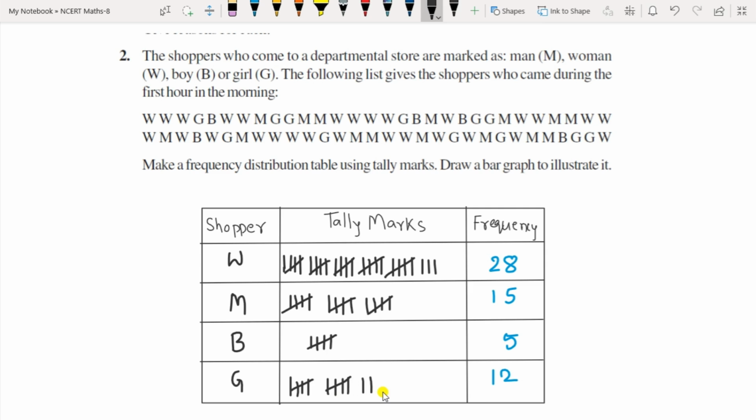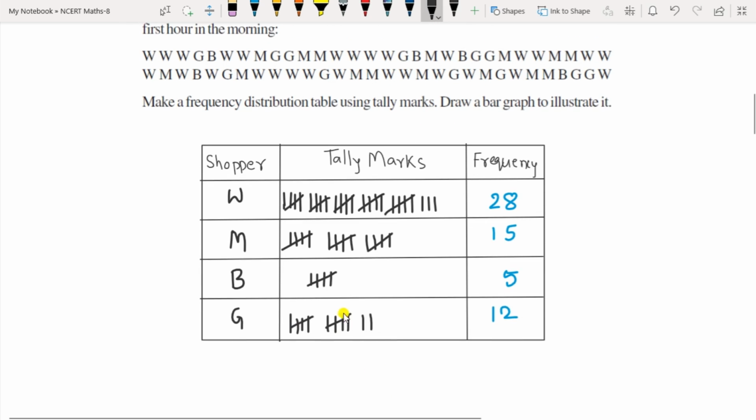So this is called the tally marks. And after giving the tally marks, we have to write the frequency here. Here I have written it first only, but you have to write it after giving the tally marks. Okay.